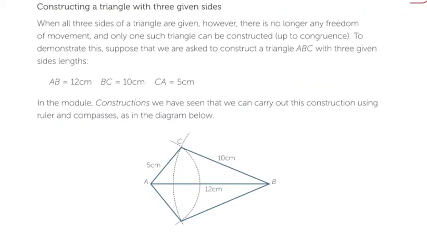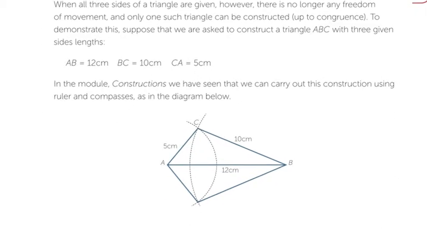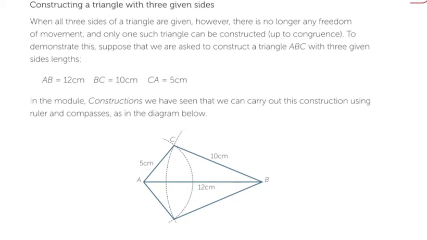This diagram shows the same 2 sides, the 5 centimeter side and the 12 centimeter side, and then we have the third side as 10 centimeters. When all 3 sides of a triangle are given, there is no freedom of movement, and only one such triangle can be constructed, which means that they have to be congruent. All the sides are then the same, meaning that all the angles are also the same.